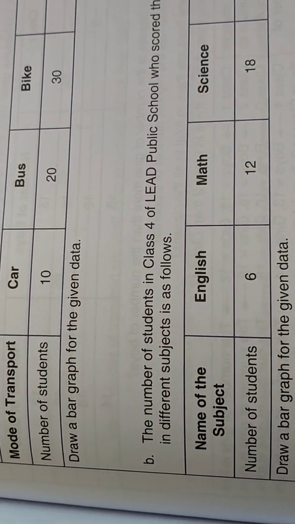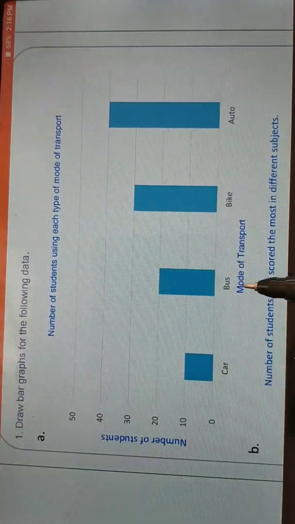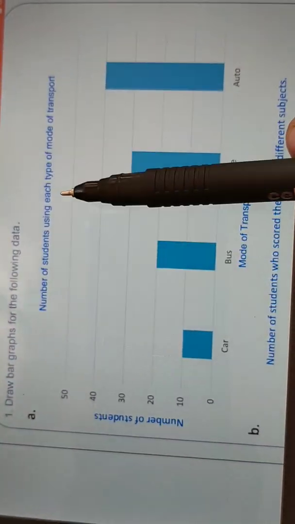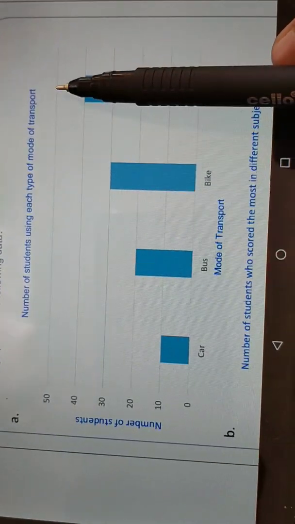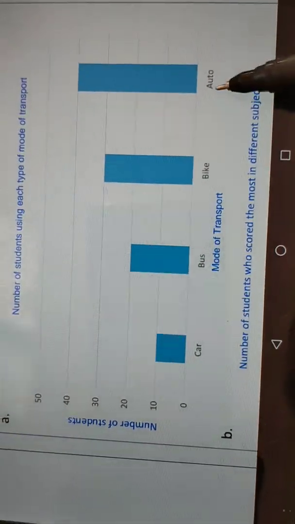Now we have to draw the bar graph. How to draw that, I will show you here. Now look at this. We have to write car, bus, bike, auto as the mode of transport. Number of students: 0, 10, 20, 30, 40 and 50, number of the students using each type of mode of transport. Okay, now car, how many are there? 10 is there, so we have to draw 10. Bus 20, bike 30, auto 40. So in these steps we have to draw the bar graph.